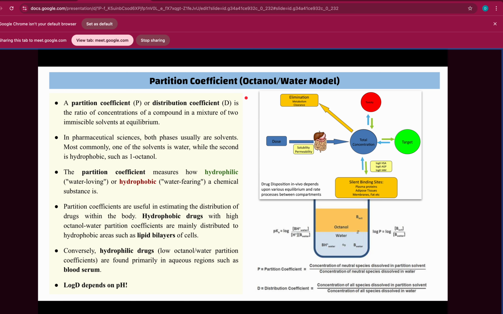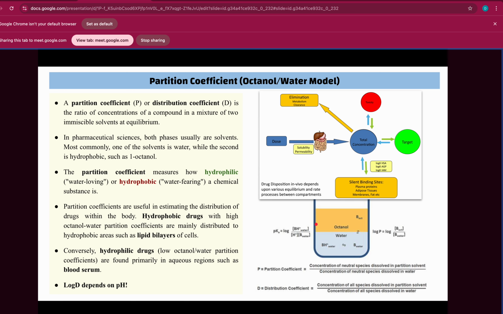Then the next thing is partition coefficient, which is the octanol-to-water model. This tells you whether your drug is hydrophobic or hydrophilic. If your drug is hydrophobic, then it will not get dissolved in water. It will only be dissolved in non-polar chemical compounds, such as in your membranes where the lipids are present. So it depends on which tissue you want to perform its action.